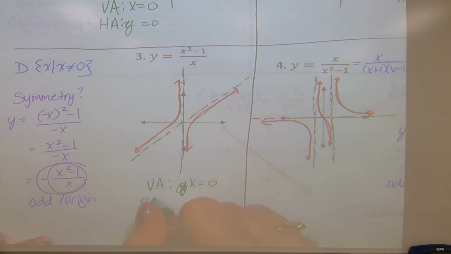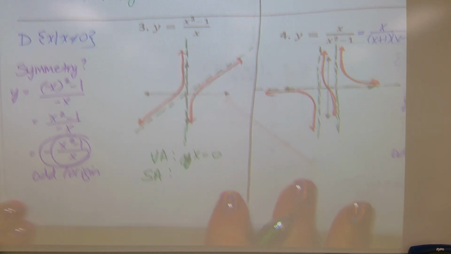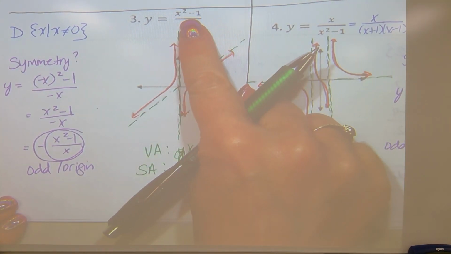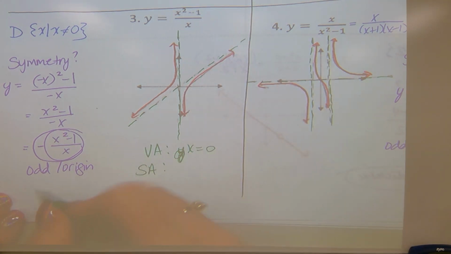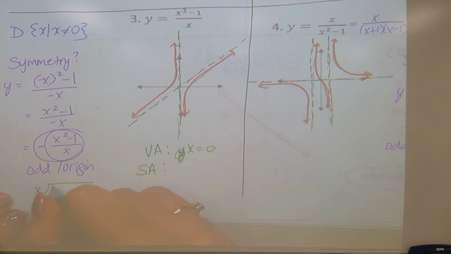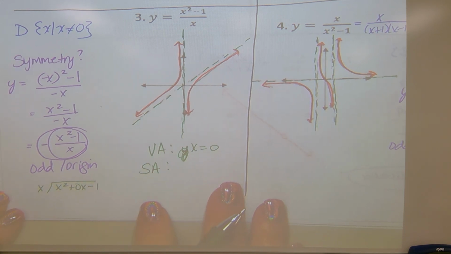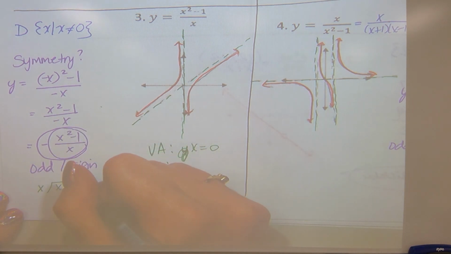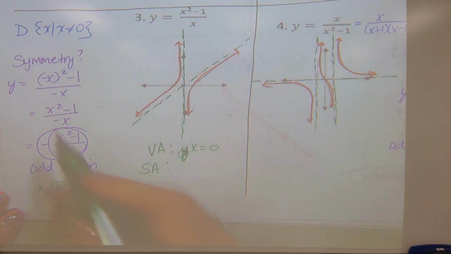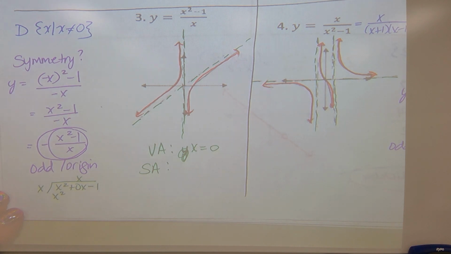So to find the slant asymptote, I'm going to take that function as x squared minus 1 divided by x. So x squared minus 1, don't forget to put in your 0 placeholder, divided by x. What times x gives me x squared? Well, that's x. x times x is x squared, and then I subtract.